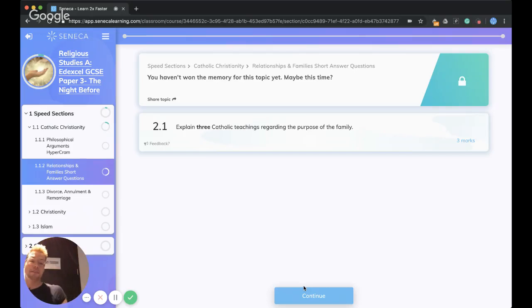Okay, so again, this is going to be a part A question. Explain 3 Catholic teachings regarding the purpose of the family. With these questions, you just have to give 3 statements. And remember, 3 marks, so 1 mark per statement.